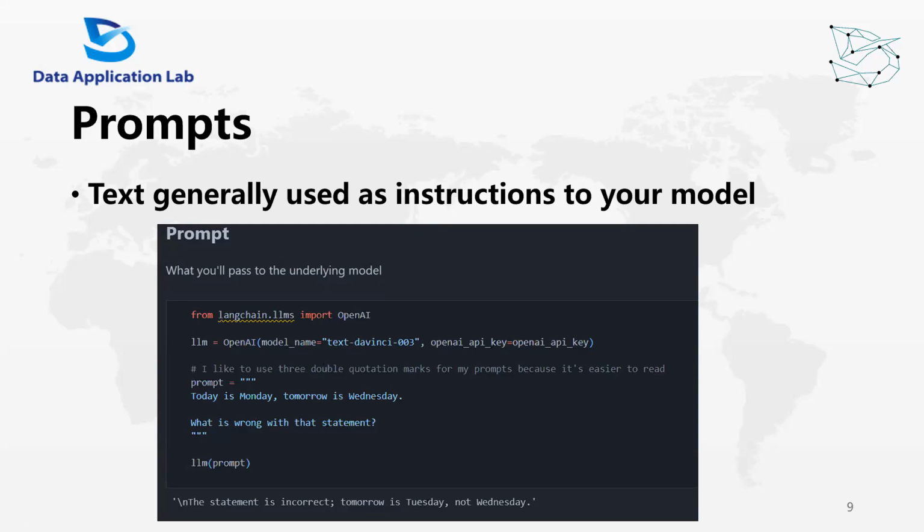So here we see we had given a prompt: today is Monday and tomorrow is Wednesday, and we are asking what is the wrong statement in this statement. Then we put this prompt to the large language model, it understands the prompt and gives the answer: the statement is incorrect and tomorrow is Tuesday, not Wednesday.